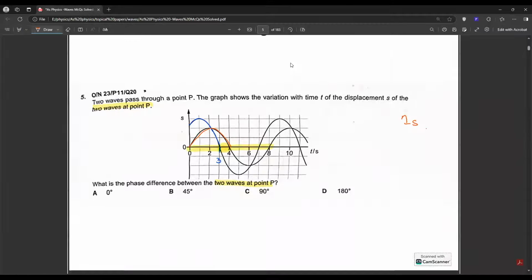Okay. In 8 seconds, you are covering a complete wave. That is how many degrees? A complete wave covers 360 degrees. How many degrees will you cover in 1 second? X. Cross multiply and calculate the answer. 360 divided by 8 is your phase difference, or X. Let's calculate that. 360 divided by 8. Your answer comes out to be 45 degrees.